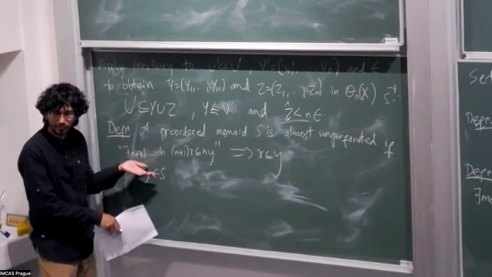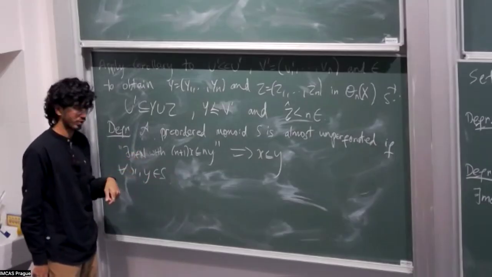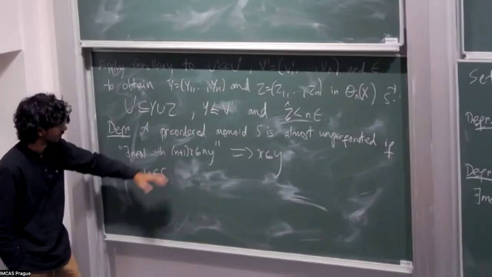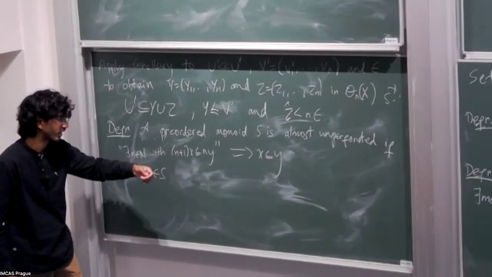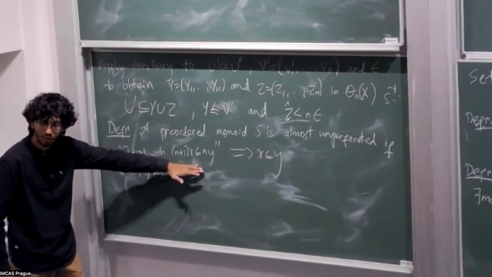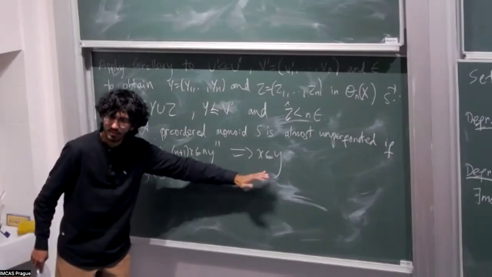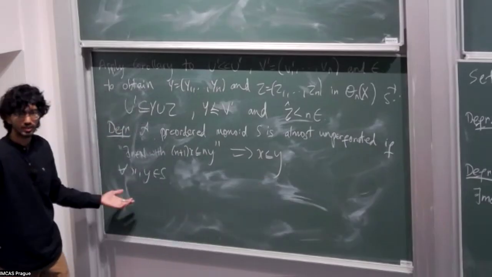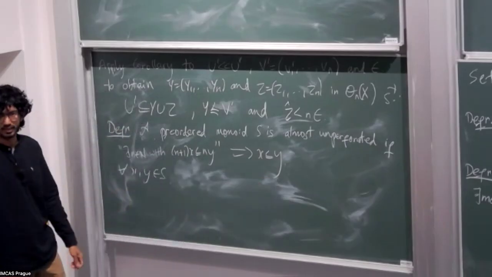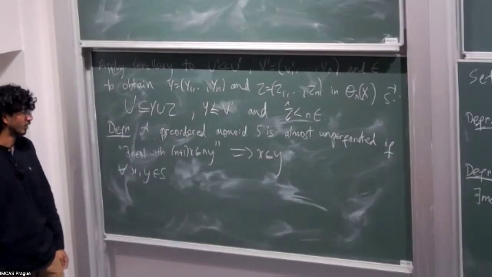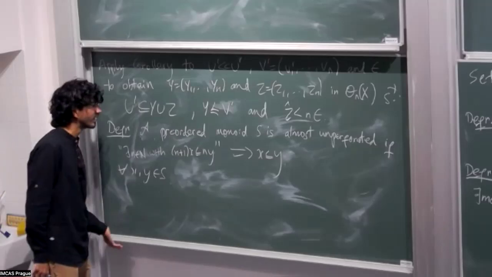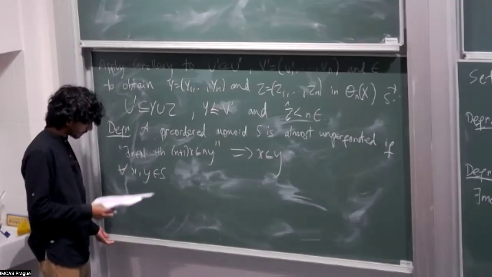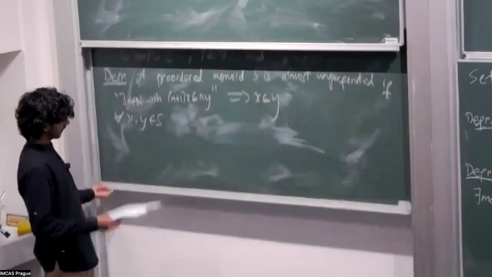It's also the same almost unperforation you have for semigroups. So you amplify these elements, but you amplify x just a bit more than you amplify y. If you have domination there, and this implies the usual domination, then you say that the monoid is almost unperforated. This means that it has almost no gaps.